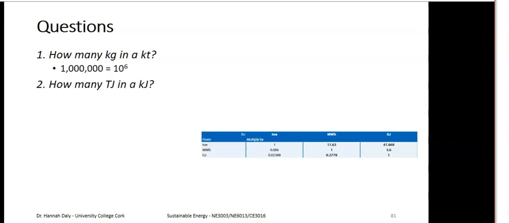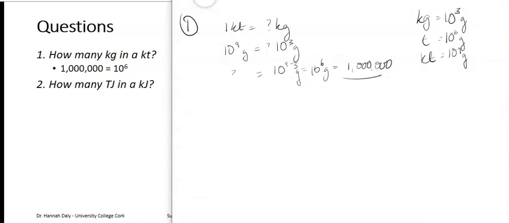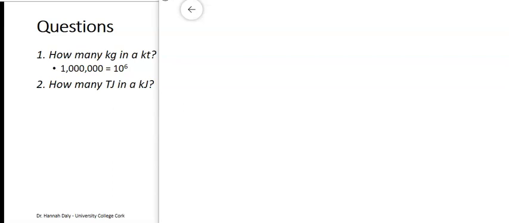So next question, how many terajoules are in a kilojoule? And this is just submultiples. So if you'll remember from the lectures, this is a memory aid for how to do these calculations. So start with kilo, mega, giga, tera, and after that is peta. So kilojoule equals 10 to the 3 joules, mega equals 10 to the 6 joules, a gigajoule equals 10 to the 9, and a terajoule equals 10 to the 12 joules. And of course that applies for every unit, not just joules.